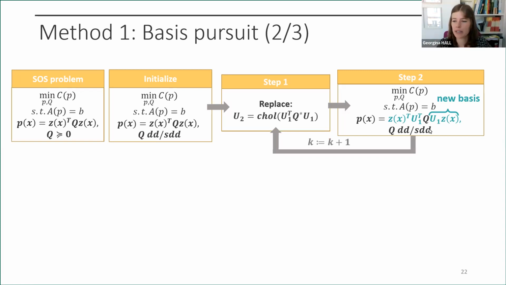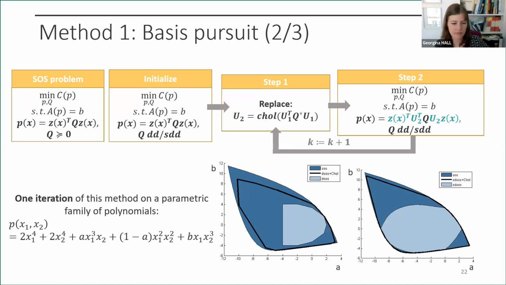We keep going. When we get a Q star here, we define U2 to be the Cholesky decomposition of this whole thing here. And we solve with U2 z of x as our new basis, and so on and so forth. This is just to give you an idea of how well this method performs on a small example.